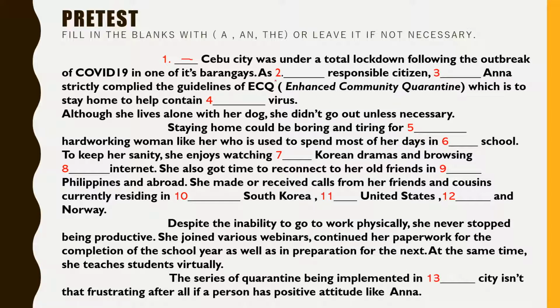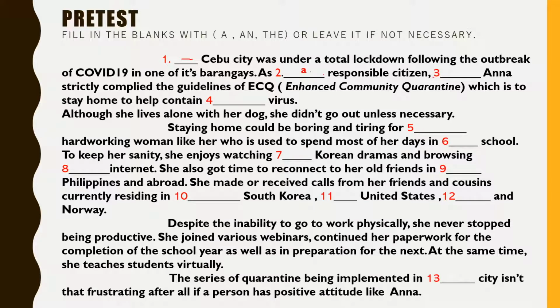As a blank responsible citizen. Responsible is an adjective and we need a determiner. As a responsible citizen, because citizen is only one. So it's a. Let's see who got the right answer. Very good, Wenalin and Daniel Diaz, they got it right.